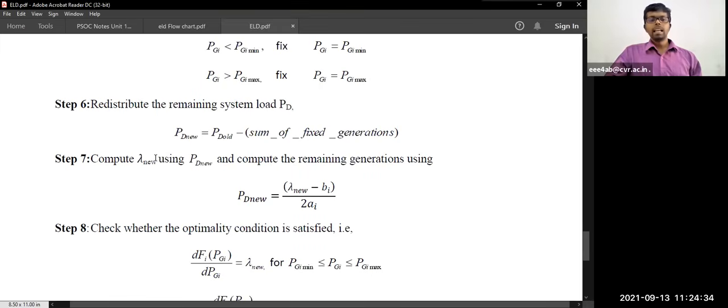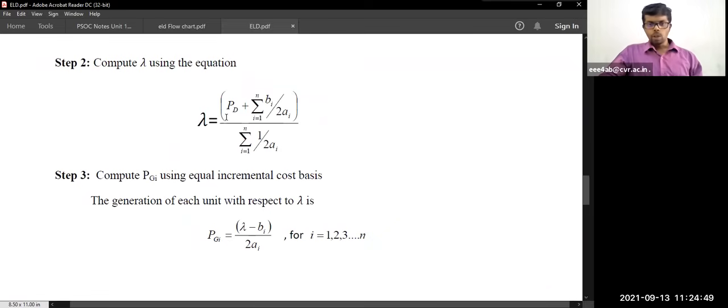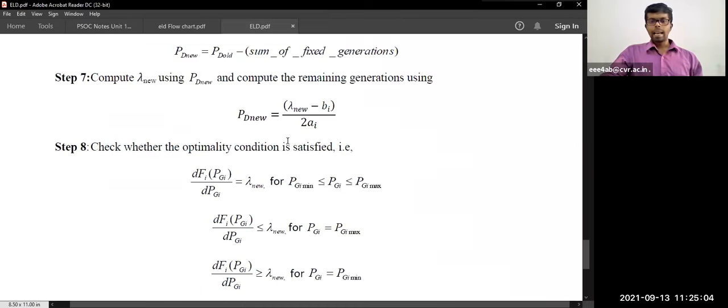Next, what is step number 7? Step number 7 is to compute the lambda new value using the PD new value. Lambda new is equal to PD new plus summation i equals 1 to n of bi divided by 2ai, the whole divided by summation i equals 1 to n of 1 divided by 2ai. So that you need to calculate.